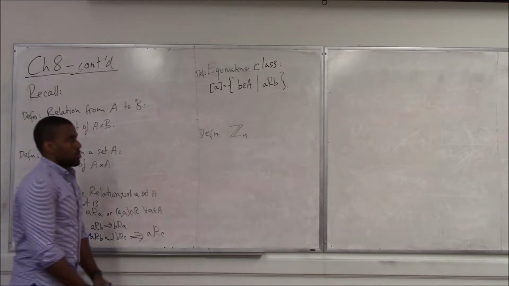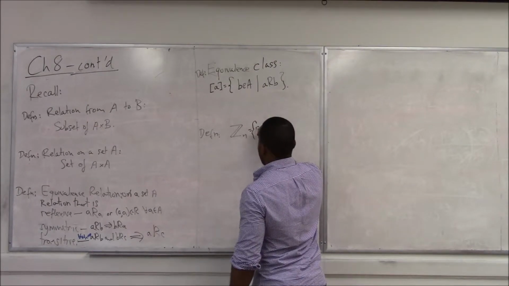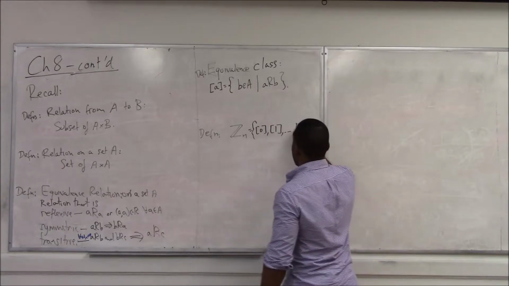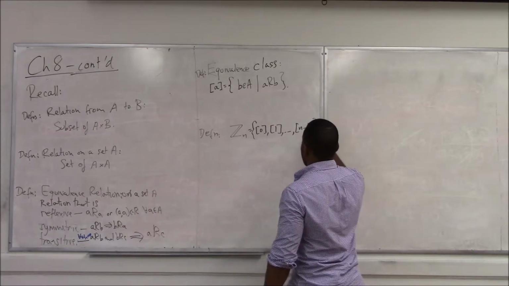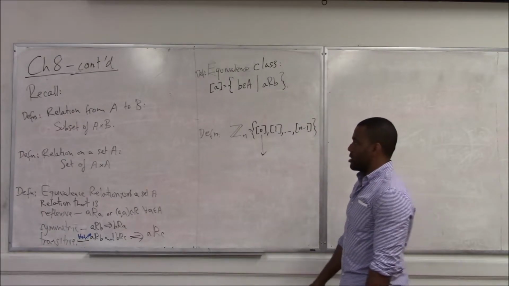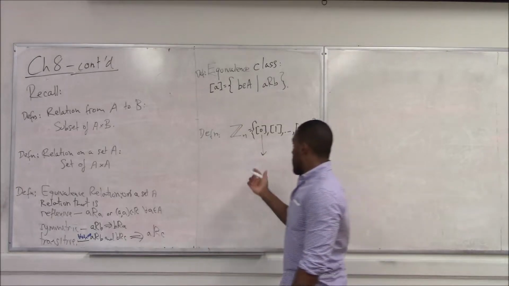So you have up to n-1 equivalence classes. So you have the equivalence classes from 0, 1, all the way up to n minus 1. And how are these equivalence classes defined? When I say equivalence class, what am I talking about? Well, the definition of congruence mod n. It's by congruence mod n.